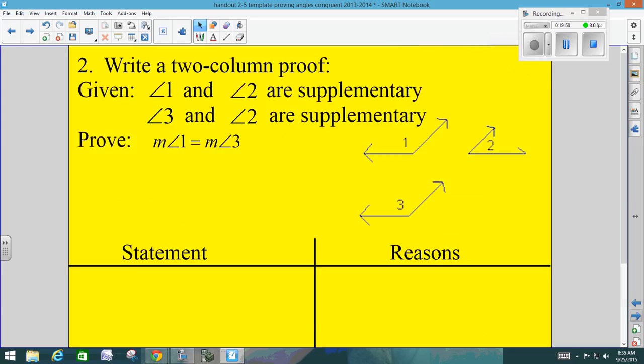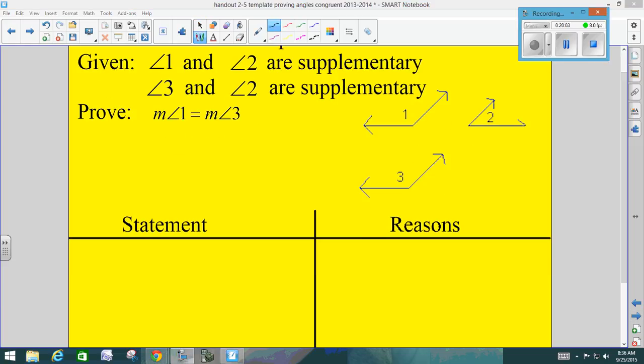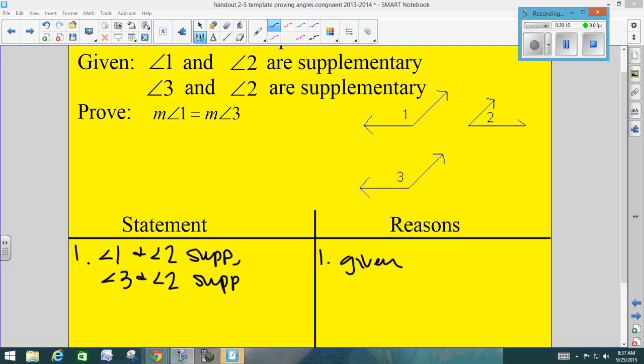What's your first step? Okay, copy it down. All right, so you're given angle 1 and angle 2 are supplementary, angle 3 and angle 2 supplementary. Given. Write it just as it says. I put the and symbol in there and abbreviated supplementary, but 1 and 2 are supplementary, 2 and 3 are supplementary. We have to prove that the measure of angle 1 equals the measure of angle 3.